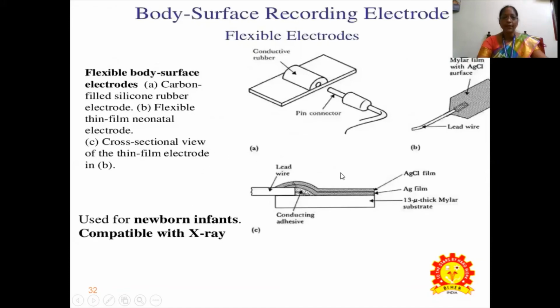These are the flexible electrodes, that is, body surface electrodes: carbon filled silicon rubber or flexible thin film neonatal electrodes. This is a thin film electrode as shown here, and it is used for newborn infants, compatible with X-ray and all.